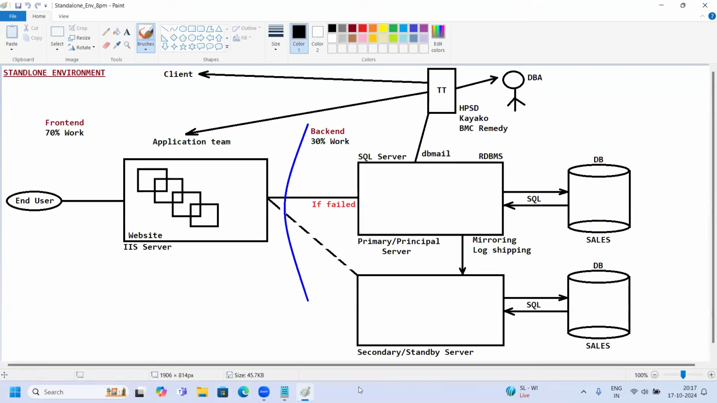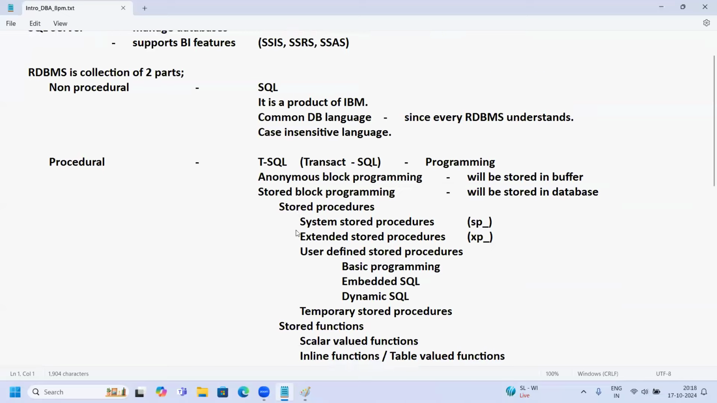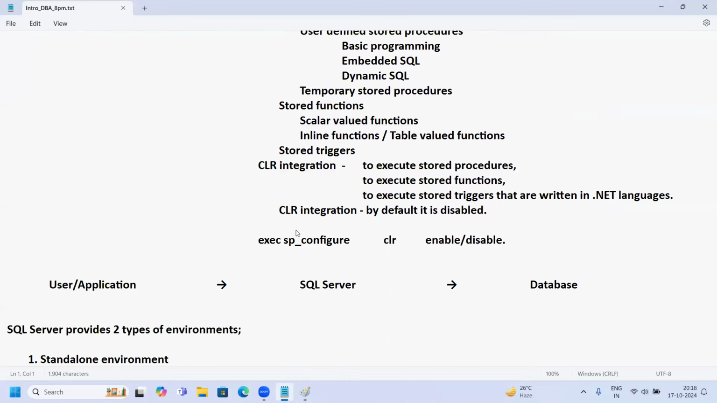Last class, we covered a few introduction points on SQL Server. In it we discussed that RDBMS provides two parts, non-procedural and procedural, and what all it contains. Yesterday I gave a list with an overview of the discussion, and how the flow will always be from user application to SQL Server and from SQL Server to database.